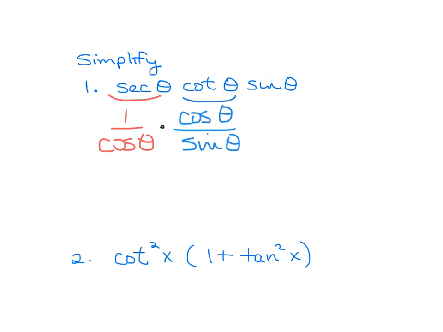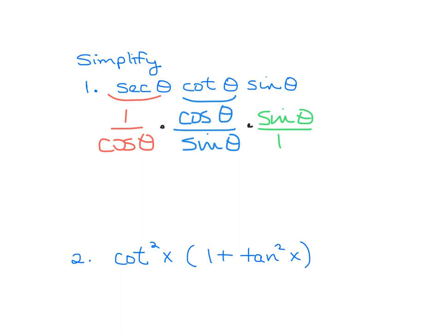And then the last one, the sine, I'm not going to change this. I'm going to leave it alone. So sine of theta, and I'm just going to put a 1. Now remember, when you multiply fractions, you can simplify on the diagonals. So what I'm going to do is look for things that are diagonal from each other that I can simplify.